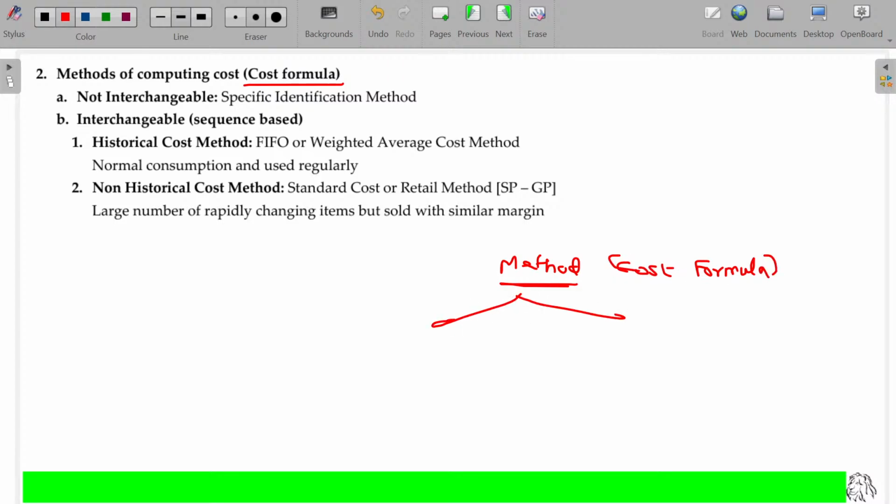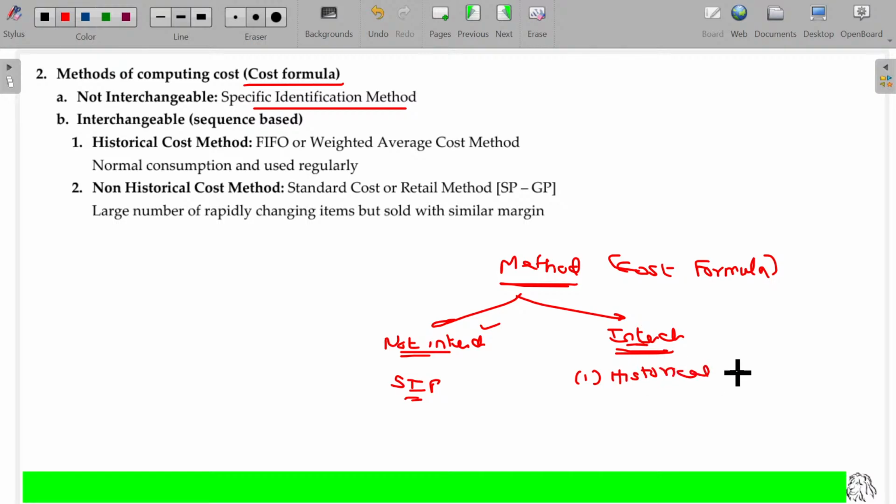Understand whether the stocks are interchangeable or not interchangeable. If it is not interchangeable, then specific identification method will be taken. If the stocks are interchangeable, then first you have to find out based on the actual spending you do, which is called historical cost method. Or you can use non-historical cost method.